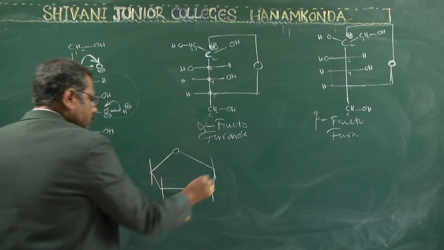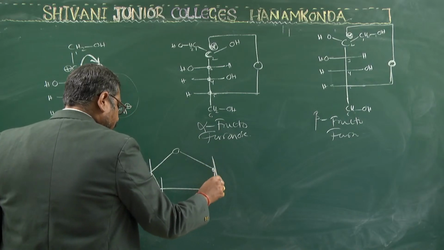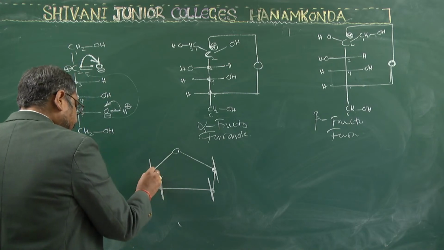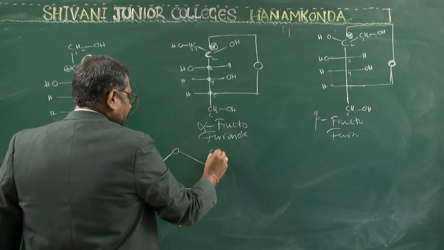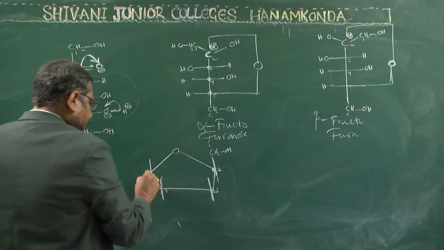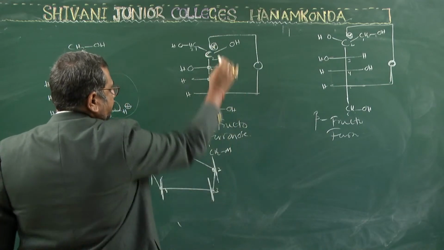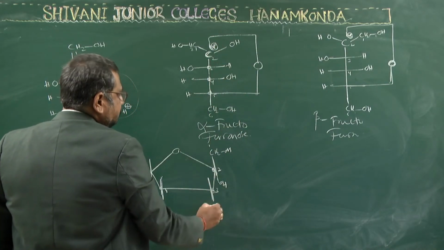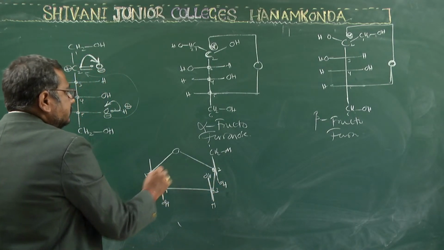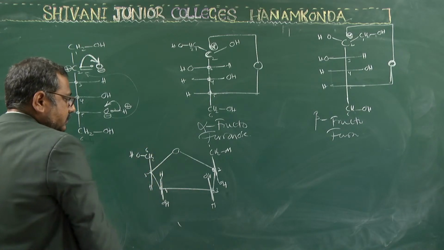In every carbon, two groups are present. First carbon, two groups. These are the carbon atoms. See here CH2OH, first carbon, second carbon, third one, fourth one, fifth one. And here the ring side will be in the downward direction. Here CH2OH, OH and H, OH, and here OH and H, and here hydrogen and CH2OH. This one is the sixth carbon.